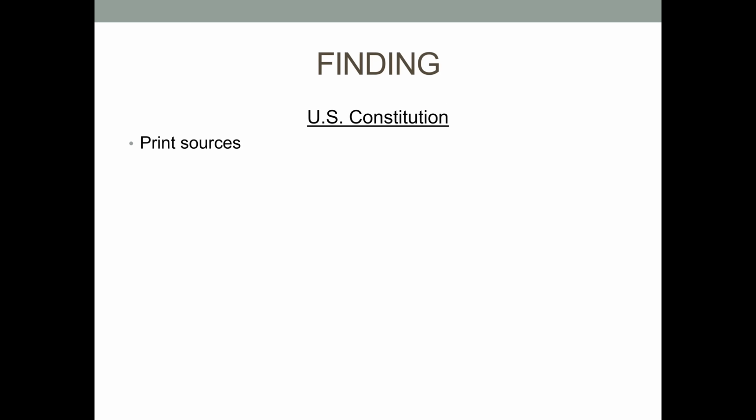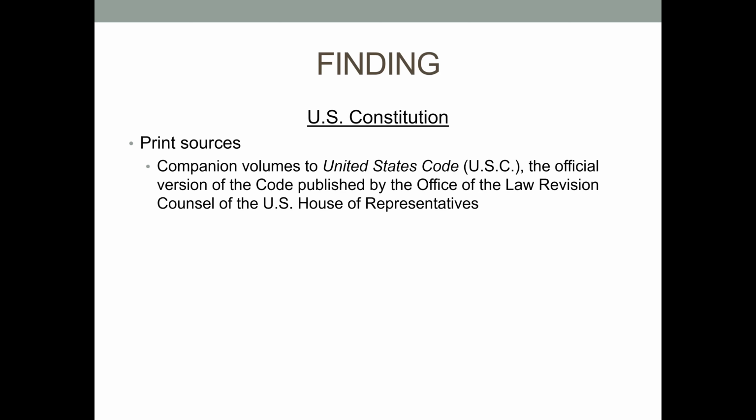Where can you find it in legal sources that are appropriate to legal research and legal writing in the legal profession? Let's start off with print sources. The US Constitution can be found in three main print resources. The first are the companion volumes to the United States Code. Now, the United States Code is the collection of all federal statutes enacted by Congress. But there are companion volumes to that code that contain the provisions of the United States Constitution.